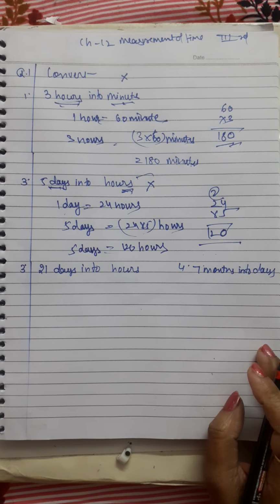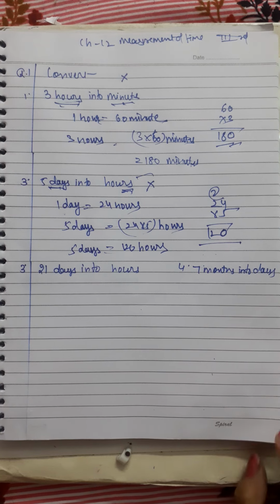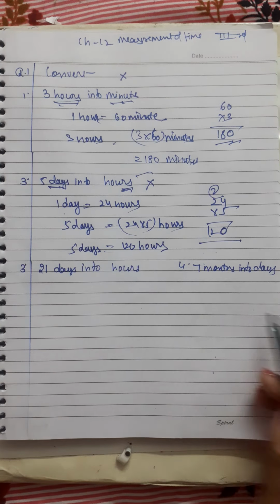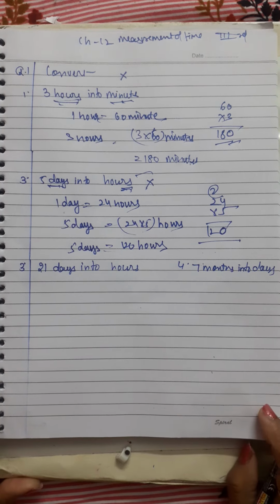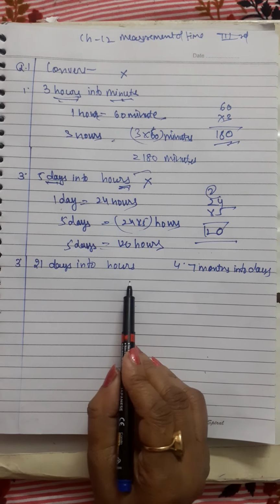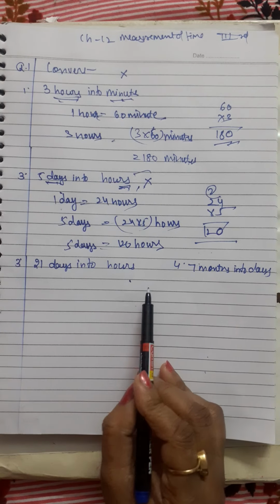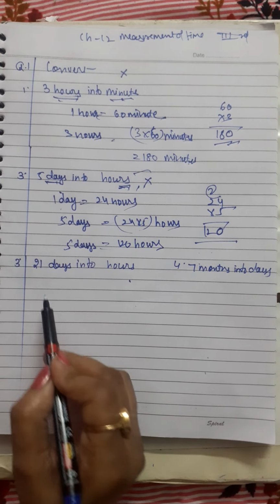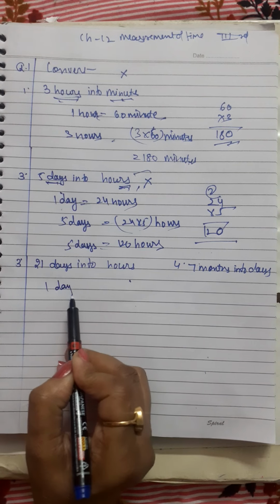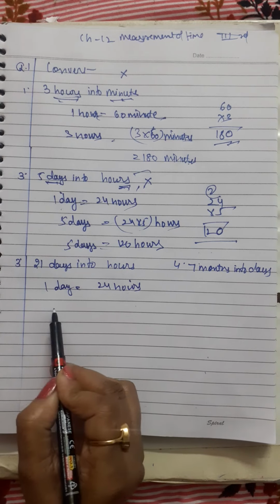How many hours are there in 5 days? There are 120 hours in 5 days because one day having 24 hours. So 5 days is equal to 24 multiplied by the 5. We are doing some more parts of the question. 21 days into hours. Same as the earlier one. One day having how many hours? 24 hours.